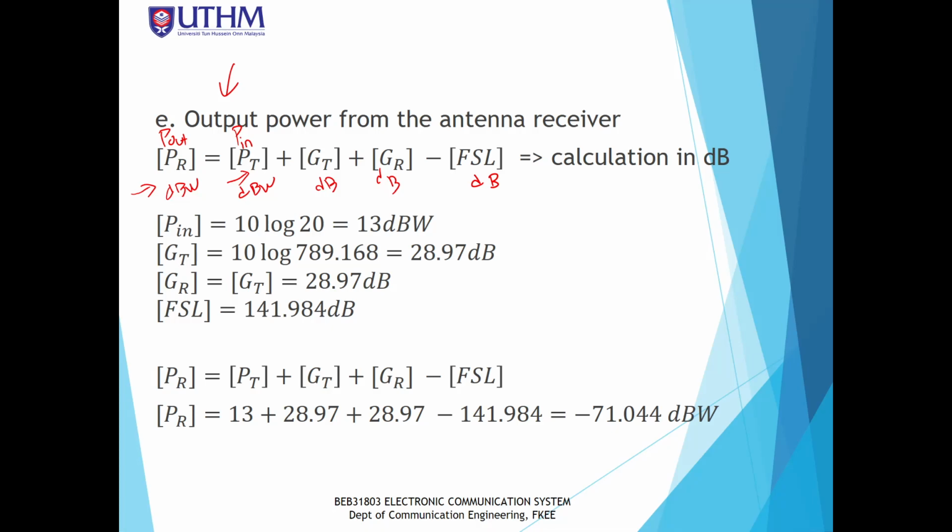Berhati-hati kelas. Kalau tambah tolak itu hanya untuk decibel sahaja. Okay. So P input ataupun P transmitter tadi bersamaan dengan 20 watt. So maknanya dalam dBW dia jadi 10 log 20. So we get 13 dBW. Okay. And then GT is equal to 10 log 789.168. So we get 28.97 dB. So GT and GR are equal because we are using the same antenna. So it is also equal 28.97 dB. Okay. FSL pun kita dah cari tadi, 141.984 dB. So kita boleh terus masukkanlah dalam equation kita.